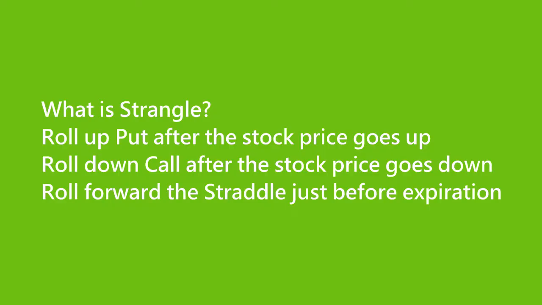We'll talk about 4 key points today. 1. What is a strangle? 2. Roll up put after the stock price goes up. 3. Roll down call after the stock price goes down. 4. Roll forward the straddle just before expiration.